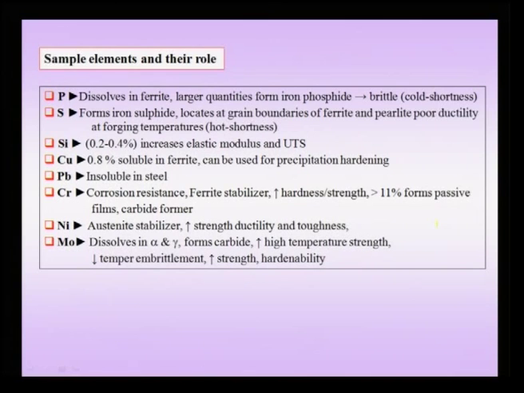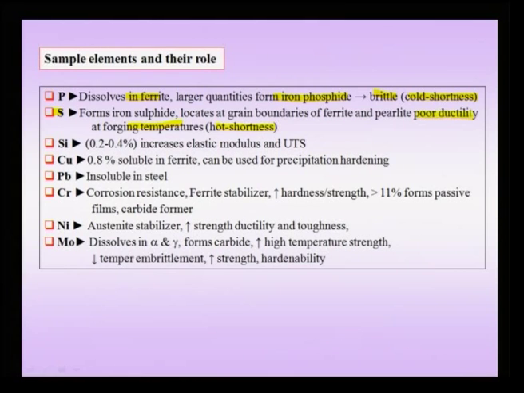The role of very many elements in more than one context can be very diverse, but a small listing is mentioned here. For instance, phosphorus dissolves in ferrite and in larger quantities forms iron phosphide, which causes cold shortness and makes your material brittle. So, that means we want to avoid phosphorus in the material. Sulfur can cause hot shortness, again that means during deformation at high temperatures, at forging temperatures, we have poor ductility, and therefore sulfur also should be avoided in most materials.